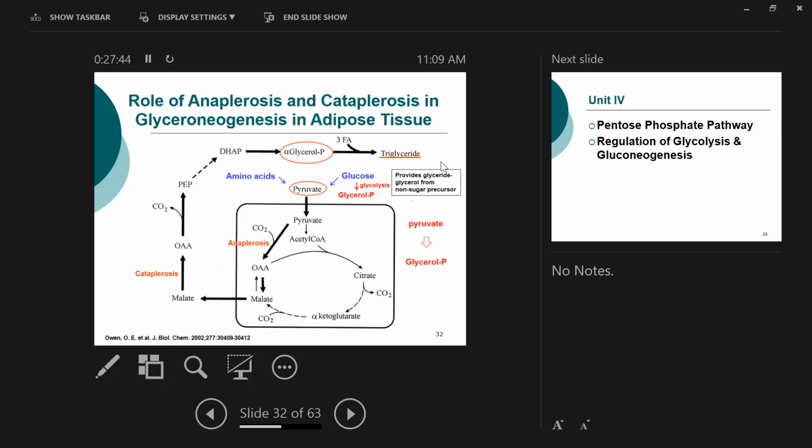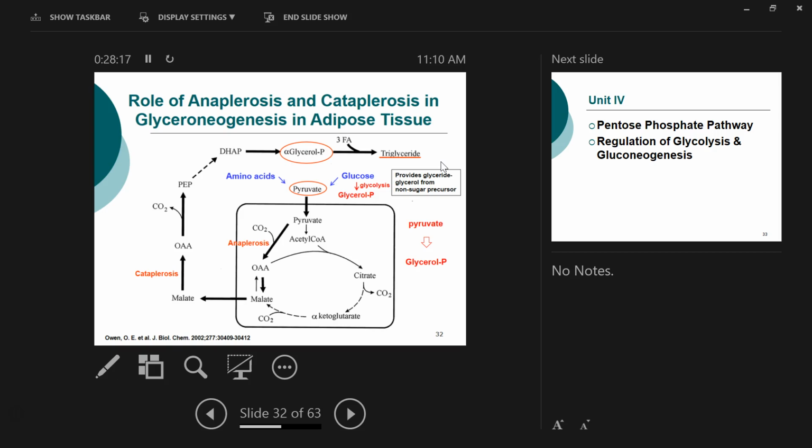I just showed you on the last slide that pyruvate enters the mitochondria and the TCA cycle, and can be completely oxidized. Also, some of the pyruvate can be directly converted to oxaloacetate and to malate, and malate enters the cytosol through a similar pathway that I described before.